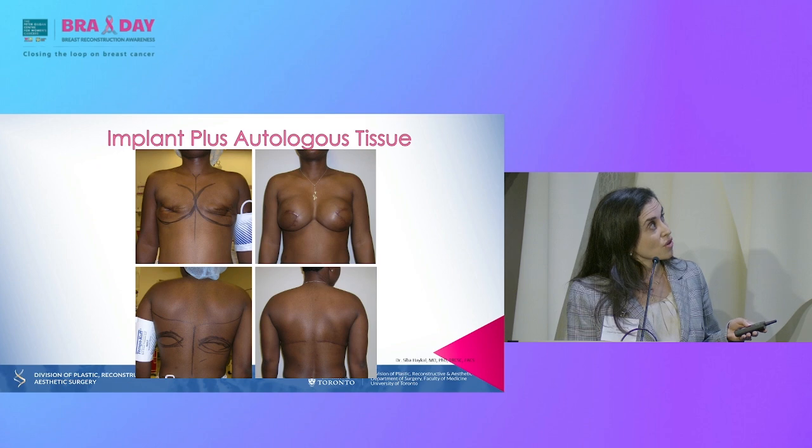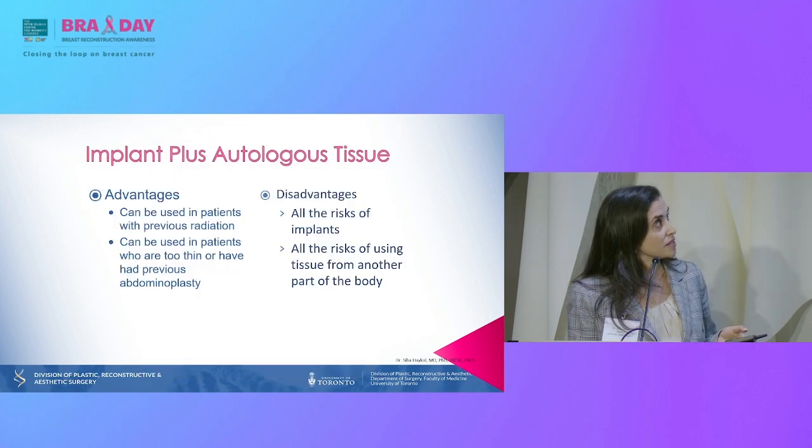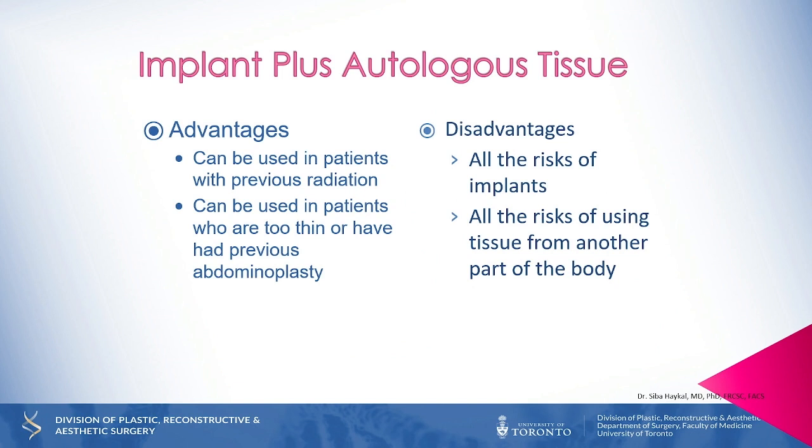Other options are following mastectomy, where we take skin and fat and we bring them over in combination with breast implants in order to reconstruct the breast. And the advantages of this is that we can use this in patients who are interested in having implant-based reconstruction but have been previously radiated, to potentially reduce the risks.